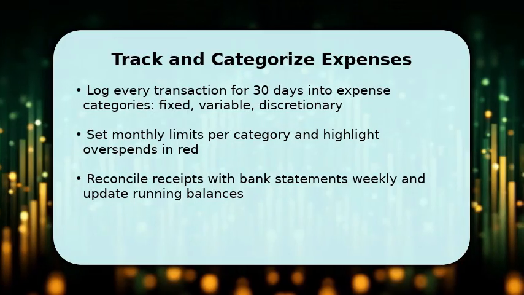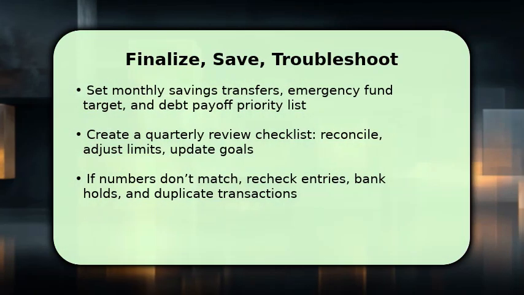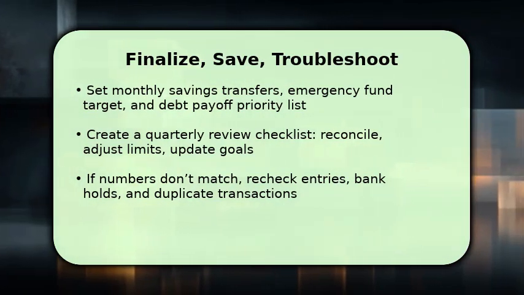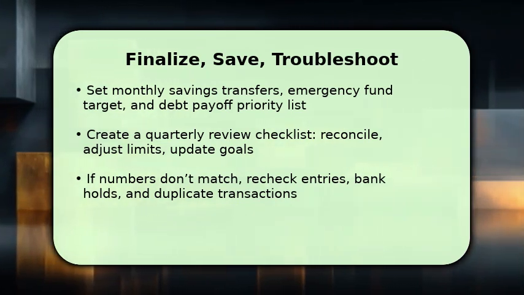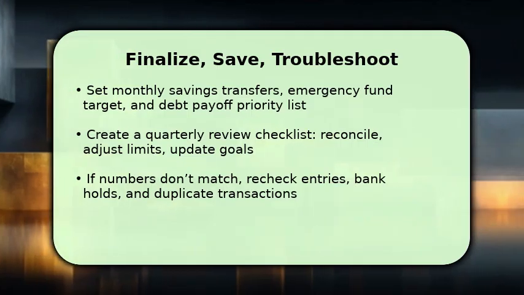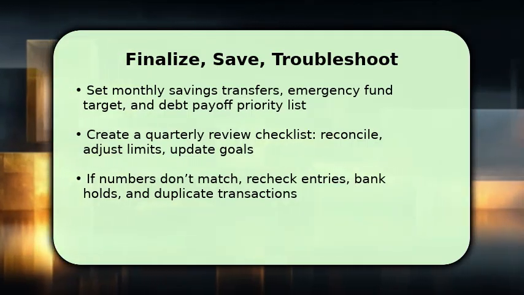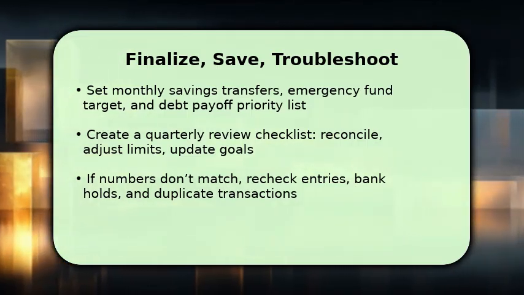Finish by automating what you can. Set monthly transfers for savings, allocate paychecks to priority debts, and place completed bills in archive sleeves. Build a quarterly review checklist to reconcile totals, revise category limits, and update goals as income or expenses change.